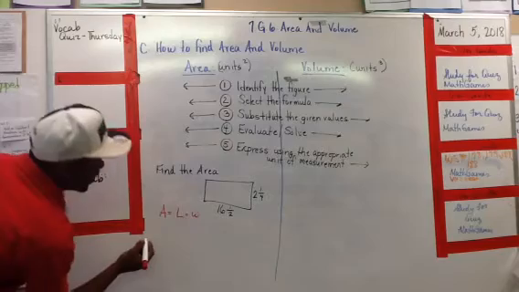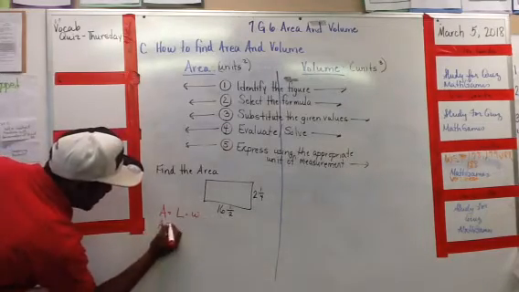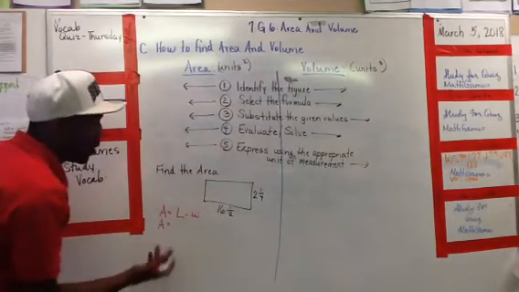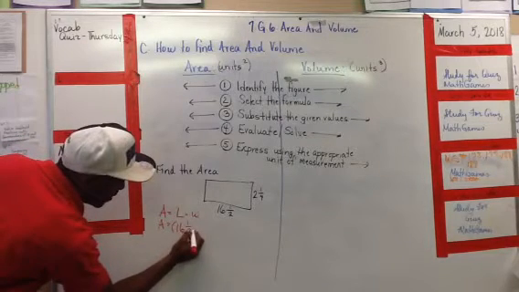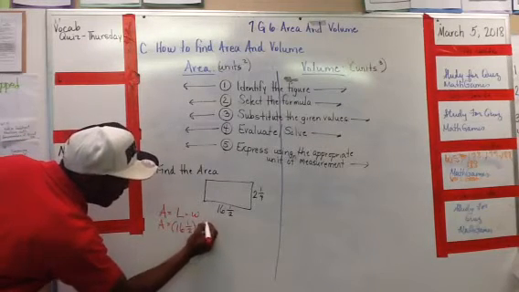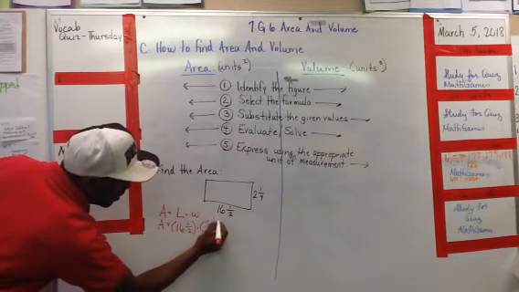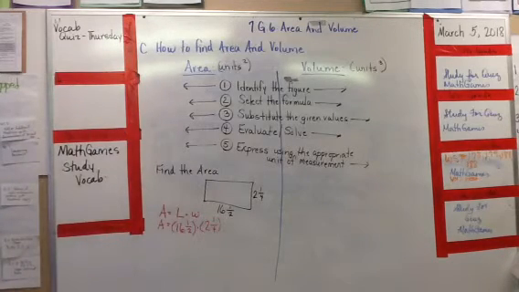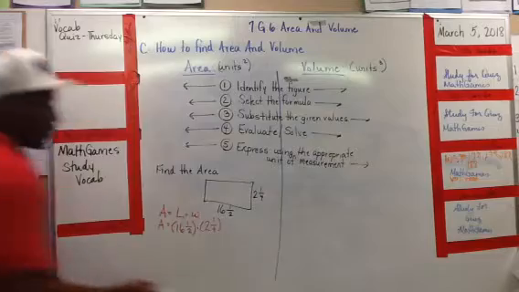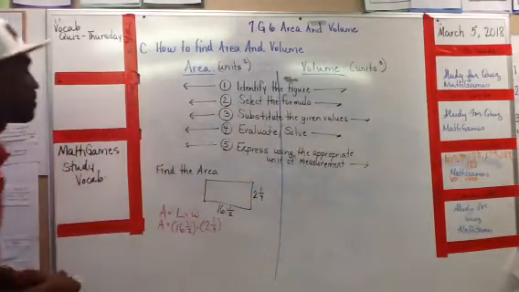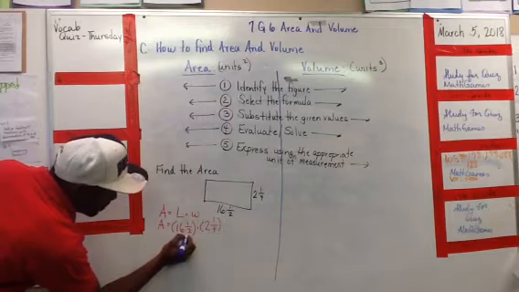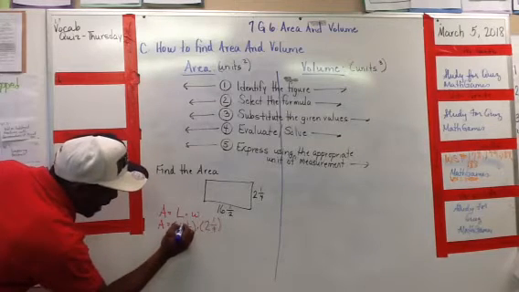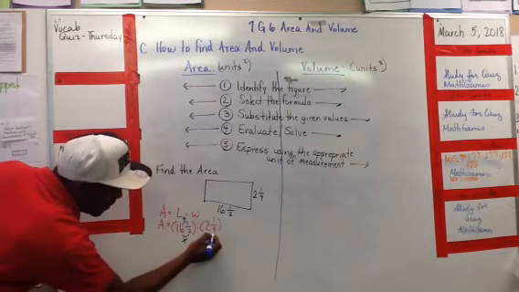Do I know the area? No. But step 3 says to substitute the given values. What do they give me? It gives me a length of 16.5. It gives me a width of 2 1/4. Now I know I can't multiply mixed numbers like that. I have to change them to a what? Improper fraction. Okay? I do that by multiplying down here and adding up there. Same deal here.